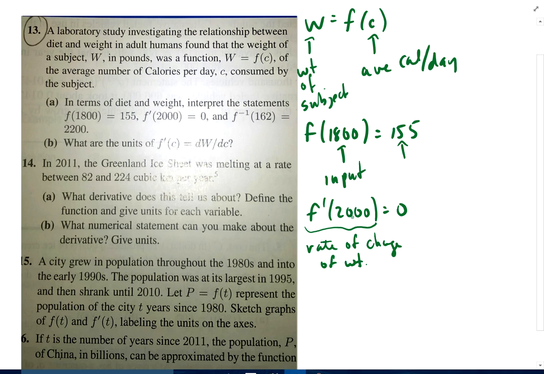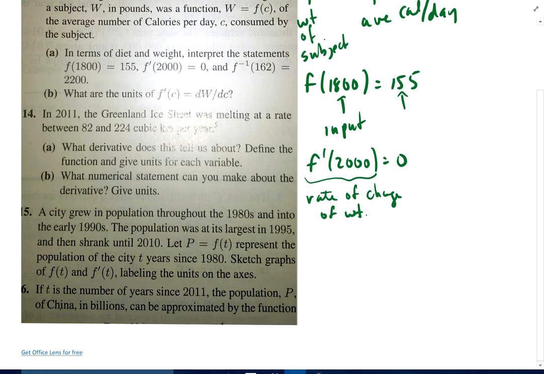So if you consume 2,000 calories a day, what's the rate of change of your weight? 0. So then there's no change in the weight of your subject. Okay, so 0 pounds per calorie per day. Does that make sense? So there's no change in your weight if you consume 2,000 calories per day.